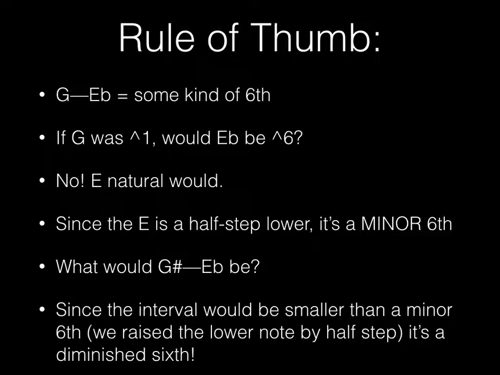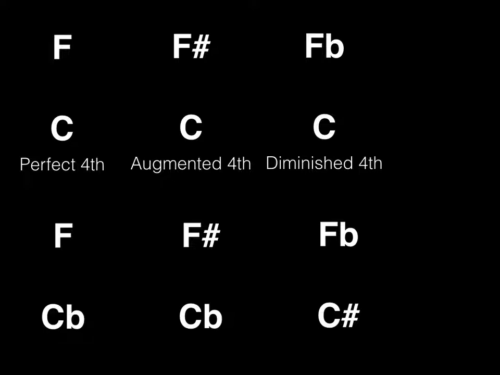So let's see this at work in a few more examples. C up to F is a perfect fourth. If we took that F and pushed it up to F sharp, we go from a perfect fourth to an augmented fourth. But if we take that F and pushed it down to an F flat, we'd be talking about a diminished fourth.